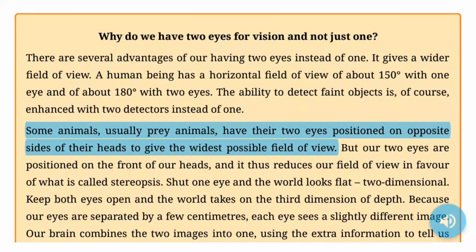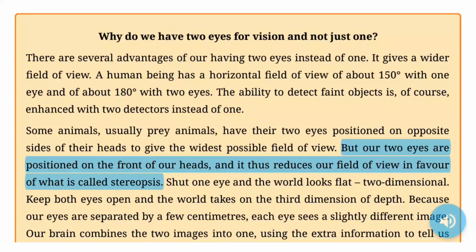Some animals, usually prey animals, have their two eyes positioned on opposite sides of their heads to give the widest possible field of view. But our two eyes are positioned on the front of our heads, and it thus reduces our field of view in favor of what is called stereopsis.